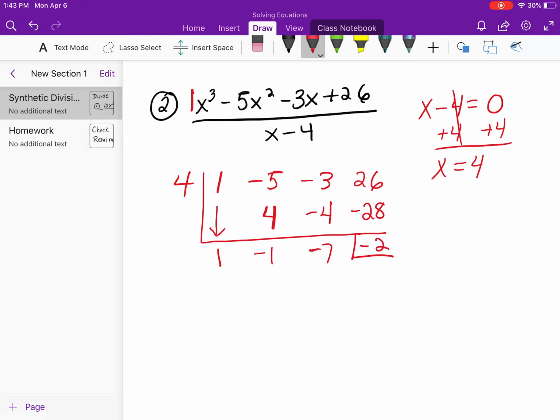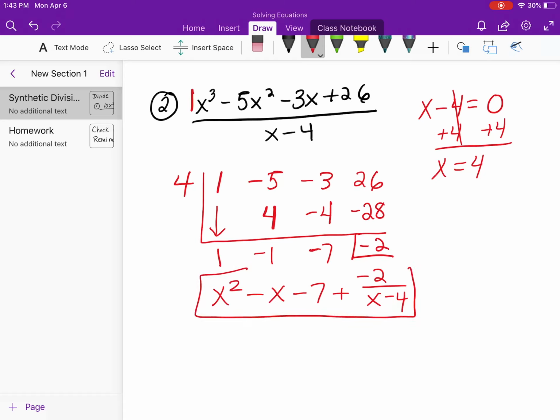Now to write my answer, I'm going to just put the variables back in. So because I started with x to the third, this would go down to 1x squared. So that's just x squared minus x minus 7. And then I'll put plus negative 2 over x minus 4. Okay, you take what you're dividing by and you set that up as your remainder.